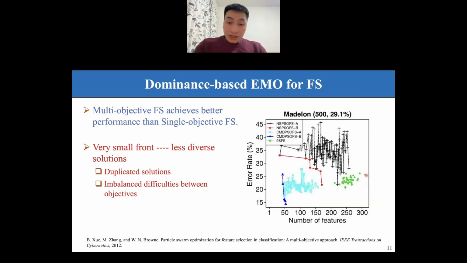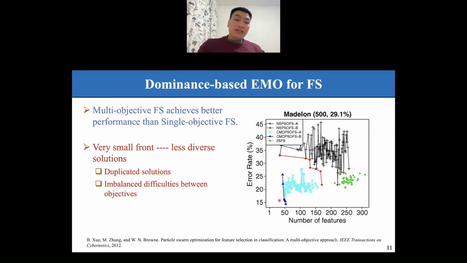However, we also notice one downside in the front here. You can see that most of the feature subsets are focused on the center of the front. So we don't have a solution down here with lower error rate, or a solution a bit up here with a higher number of features. So we tried to investigate why we have such a problem, and we found two main problems.